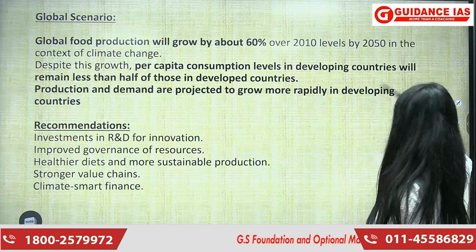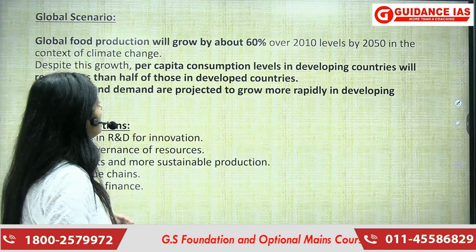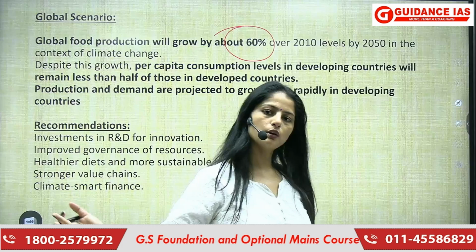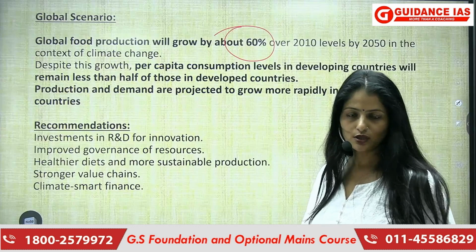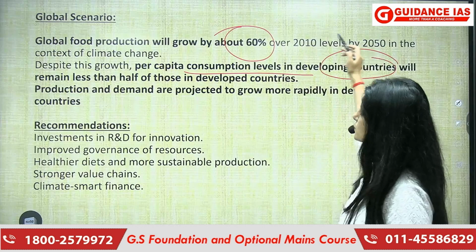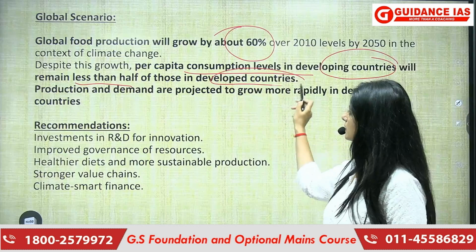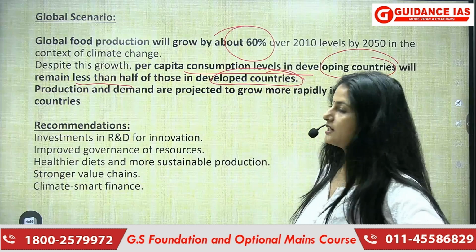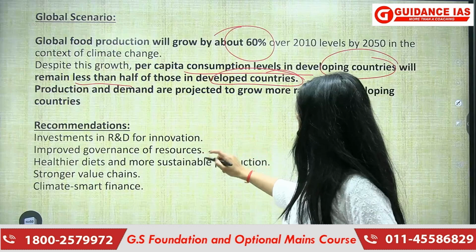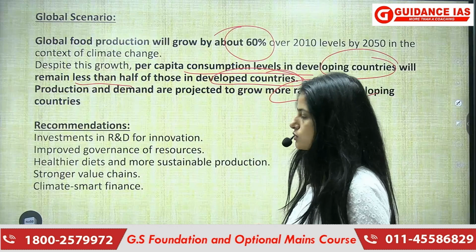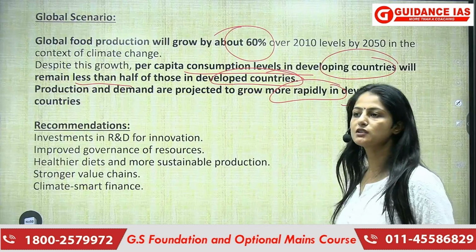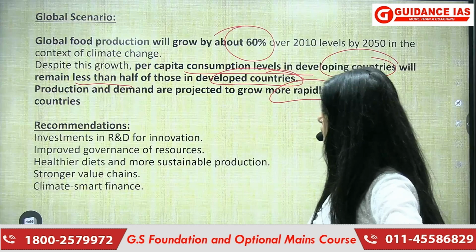Now let's look at the global scenario a little. Global food production will grow by 60% compared to the 2010 level. The food production will increase, but despite the growth, per capita consumption levels in developing countries will remain less than half of those of developed countries. So there is a clear-cut demarcation between developed and developing countries when it comes to consumption habits. Production and demand are projected to grow more rapidly in developing countries, though. So there is overall global food production growth, but the consumption is less, especially in developing countries.